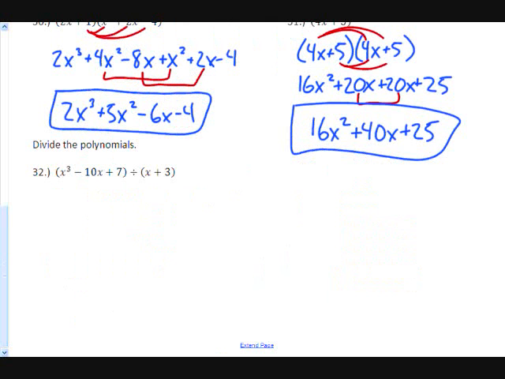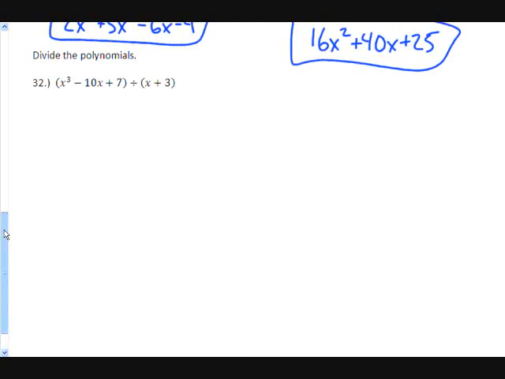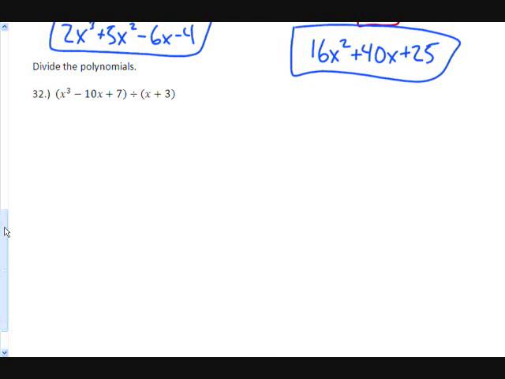For the next one, I want to divide these, and I could do long division here, but remember, anytime I'm dividing by a binomial of the first degree with a leading coefficient of 1, I can use synthetic division. So I'm going to take the opposite of this guy right here and put it in my box. So I put a negative 3 in my little half box. And now for the thing that's being divided, I'm going to write down the coefficients in descending order.